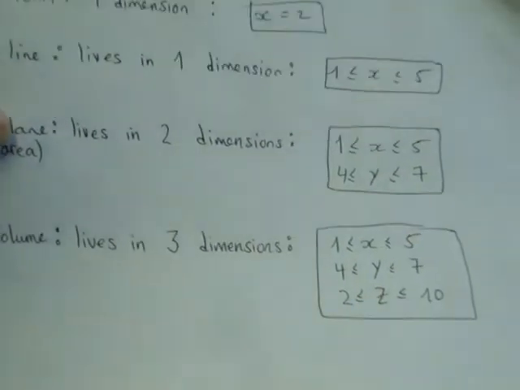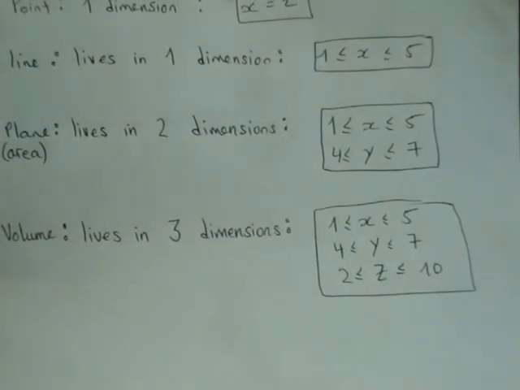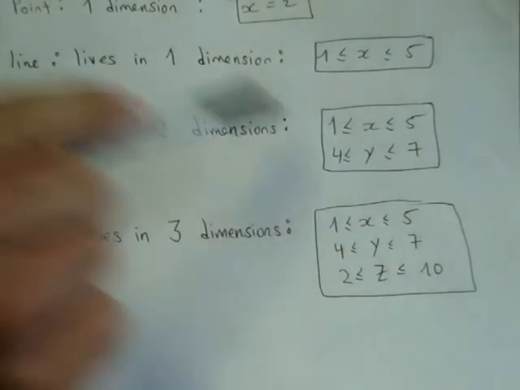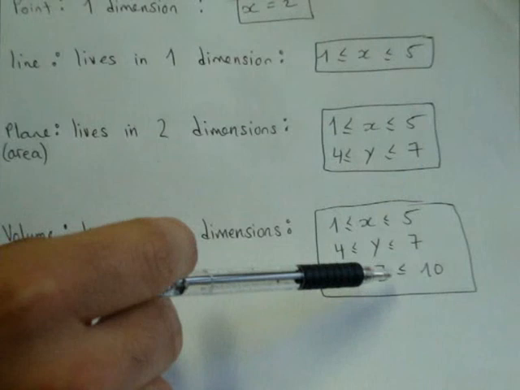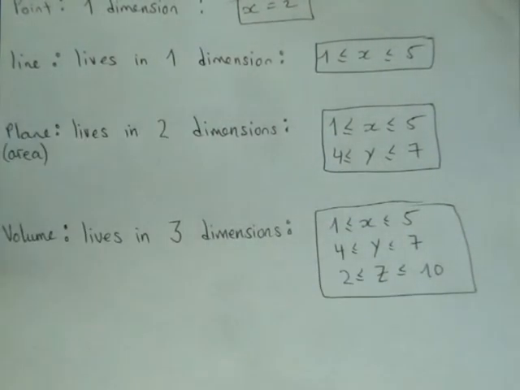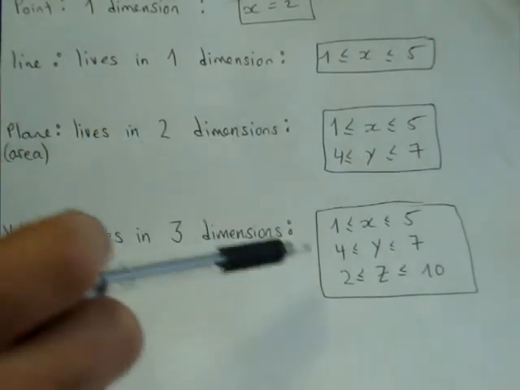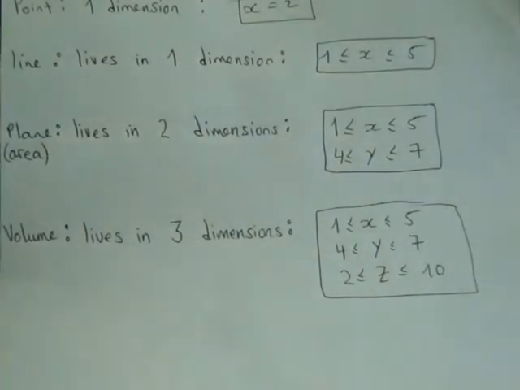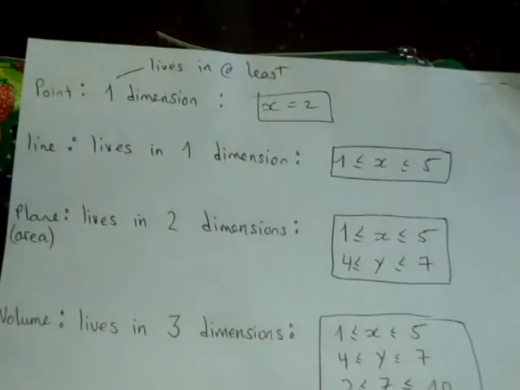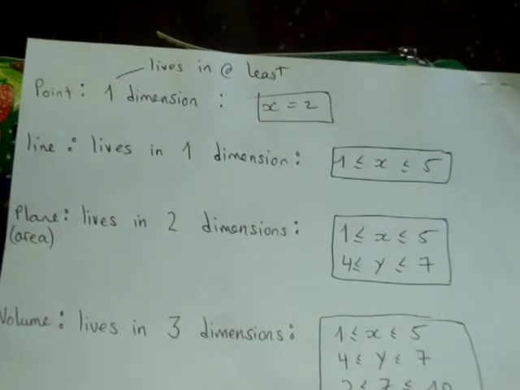And finally, a volume. A volume lives in three dimensions. Similar to the two-dimensional plane area, it has three dimensions, X, Y, and Z, and it occupies, in this case, between 2 and 10 for the Z, and then the exact same for the X and Y. So, try and visualize it.